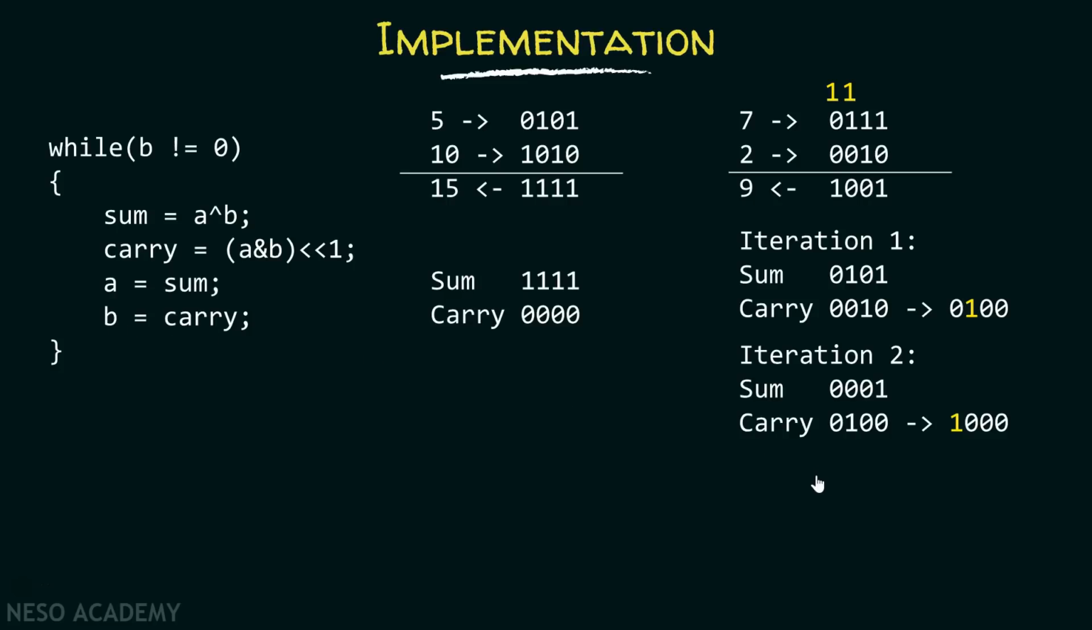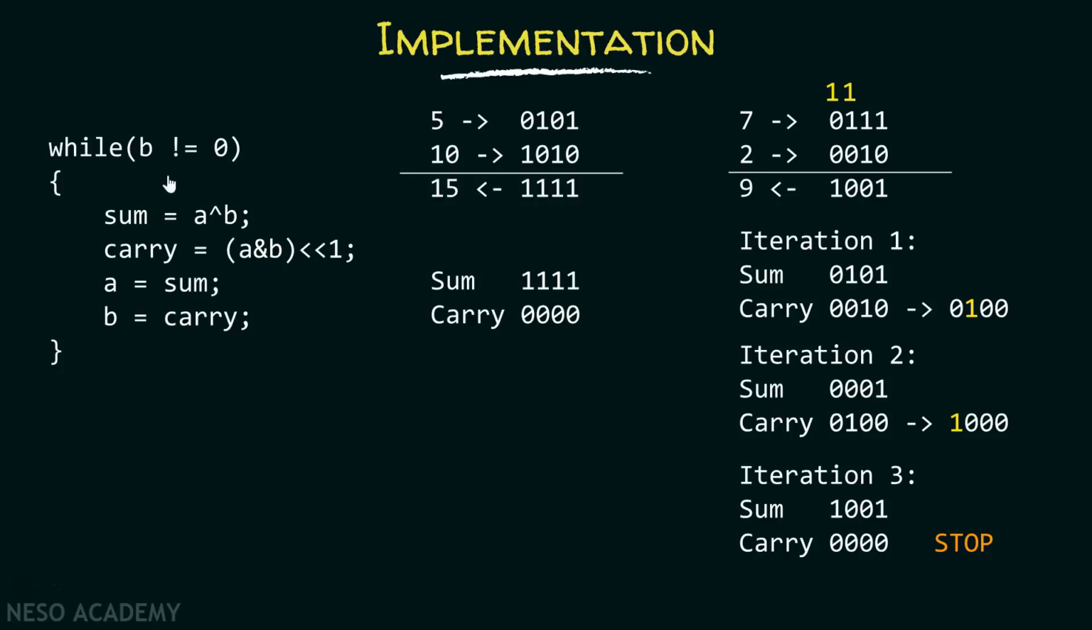In the next iteration, we will perform bitwise XOR between these two binary numbers. As 1 XOR 0 is 1 and 0 XOR 1 is 1, therefore what we are getting as a sum is 1001, which is equal to our actual result, right? And that is what we wanted. And carry becomes 0000 because 1 AND 0 is 0 and 0 AND 1 is also 0. Therefore, carry is 0000. This sum will get stored inside A and this carry will get stored inside B.